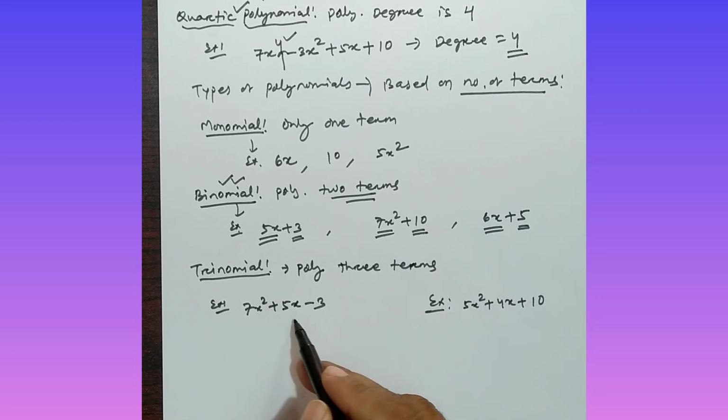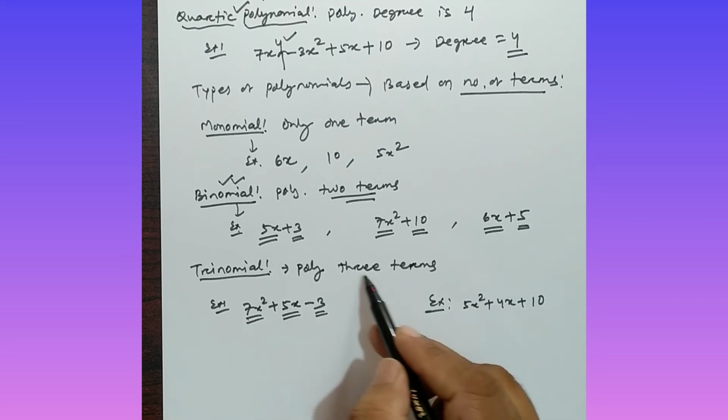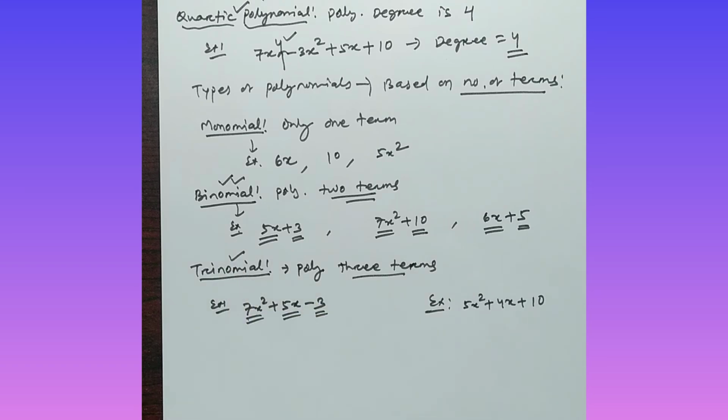Look here, 7x square plus 5x minus 3. How many terms? First term, second term, third term. Total how many terms? 1, 2, 3. So 3 terms. As it contains 3 terms, that is why it is called a trinomial.